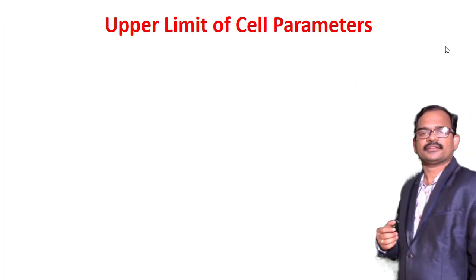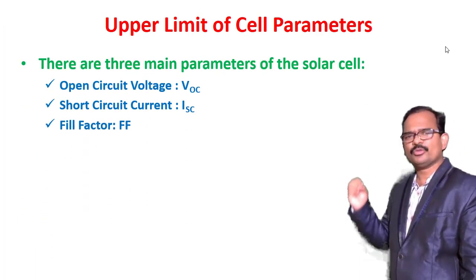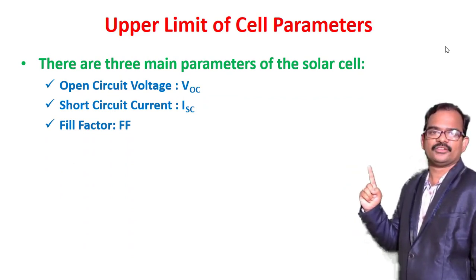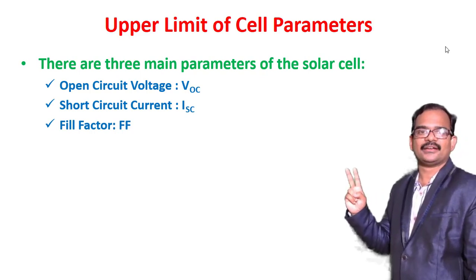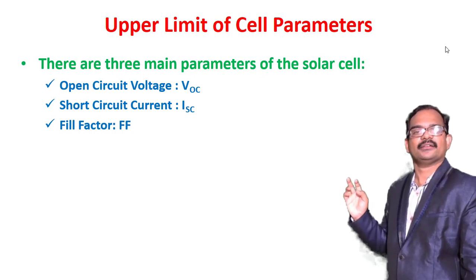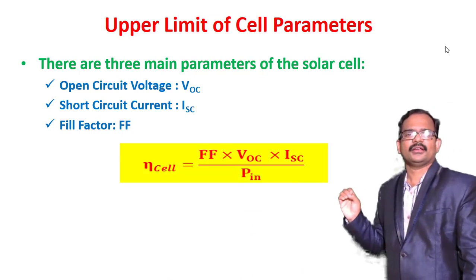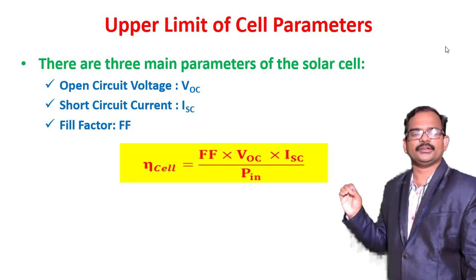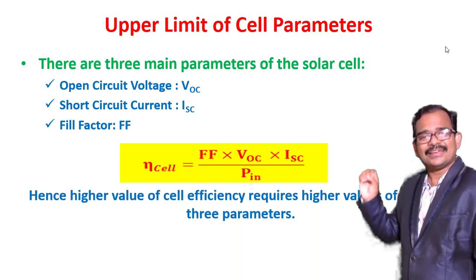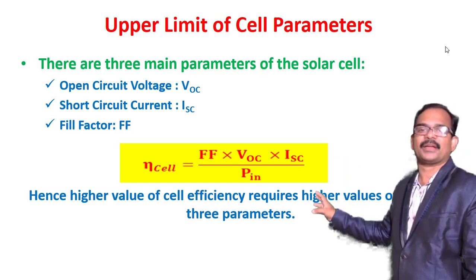And the next topic is the upper limit of cell parameters. There are three important parameters of a solar cell. The first one is the open circuit voltage, the second one is the short circuit current, and the last one is the fill factor. So what is the efficiency equation of a solar cell? It is fill factor into VOC into ISC divided by P input, which means a higher cell efficiency requires higher values of all these three parameters.